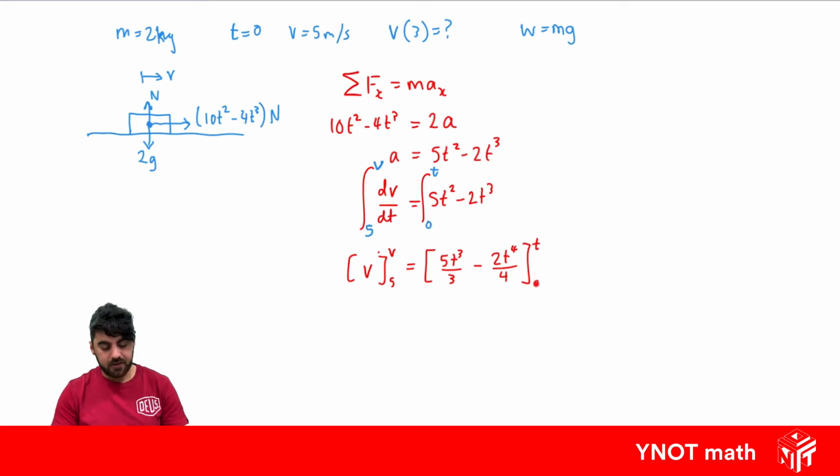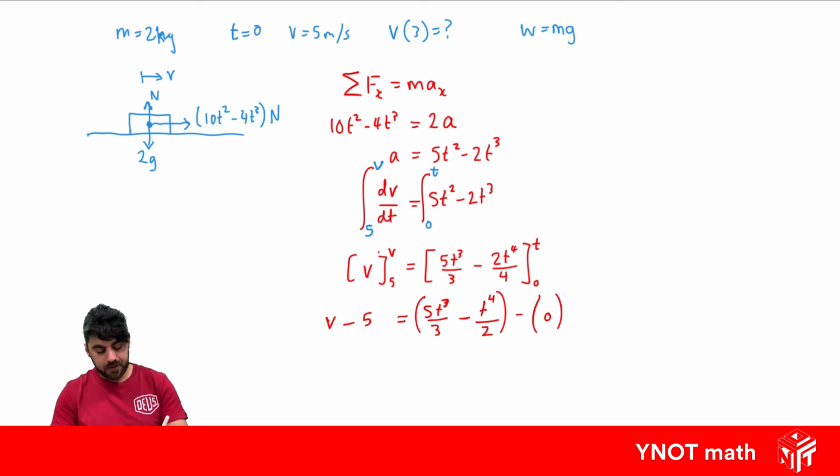So just again, these lower bounds are our initial conditions, and the upper bounds are some general expressions for v and t. So we can go ahead and sub those in. Subbing in v, we'll get v minus 5, equals subbing in t, we're just going to get 5t cubed over 3 minus, the 2 over 4 will simplify to 1 on 2, so subbing in t, we get t to the 4 on 2, minus subbing in 0, we're just going to get 0.